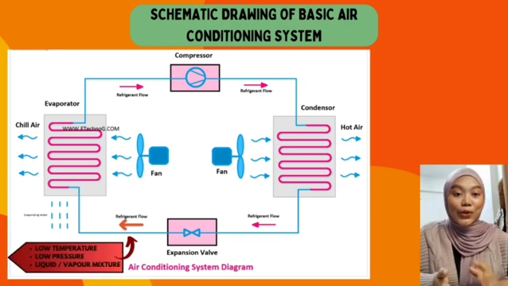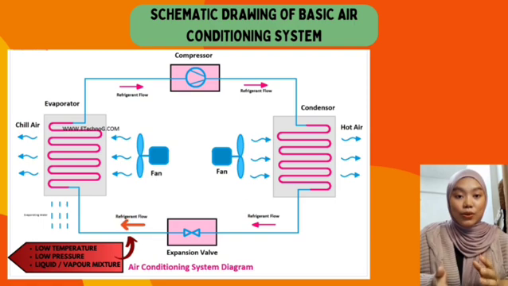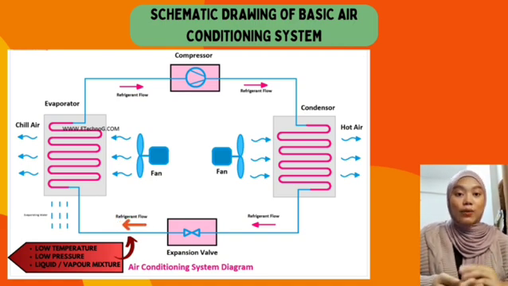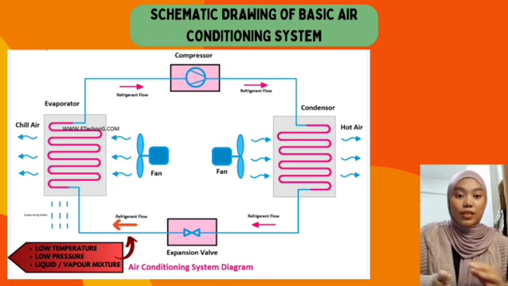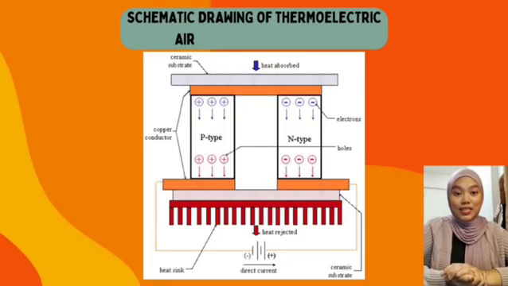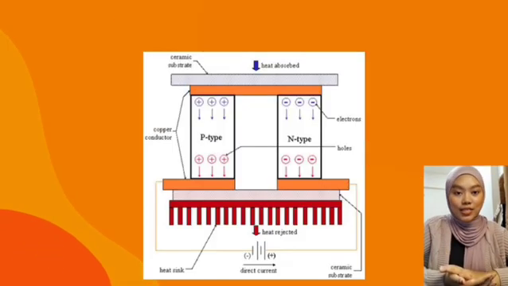So lastly, the cool, low pressure liquid refrigerant will enter the evaporator coil, and the indoor unit fans blow the warm indoor air over the evaporator coil. The refrigerant will absorb the heat from the indoor air and evaporate into a low pressure gas, and lastly it will cool the air in the system. So next, let's see the schematic drawing of the thermoelectric air conditioning system.